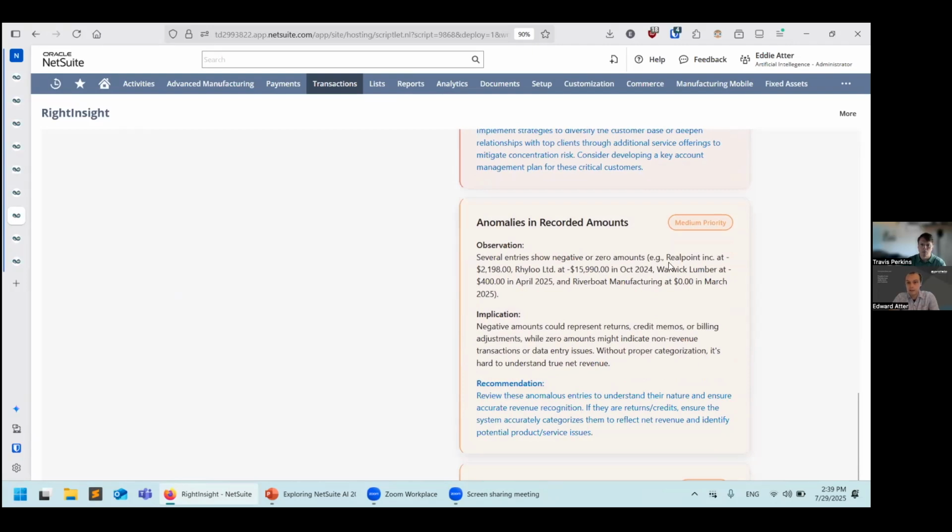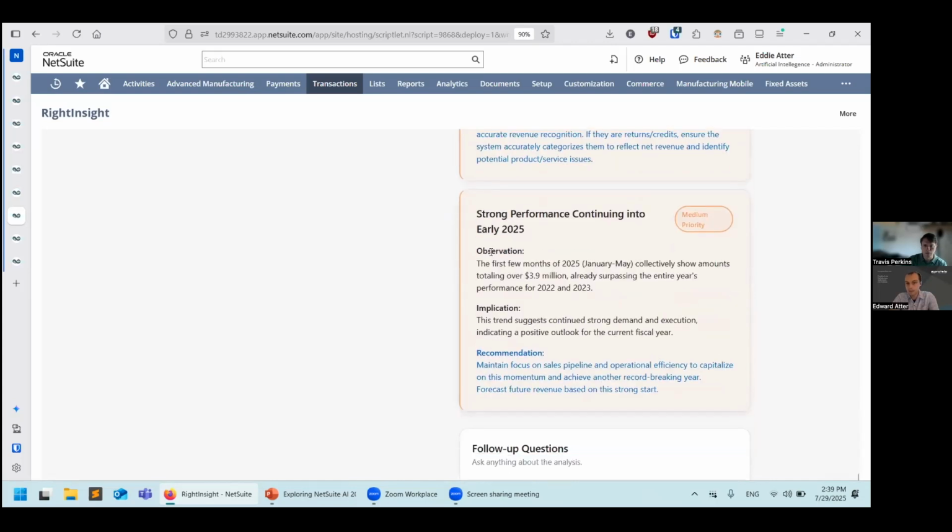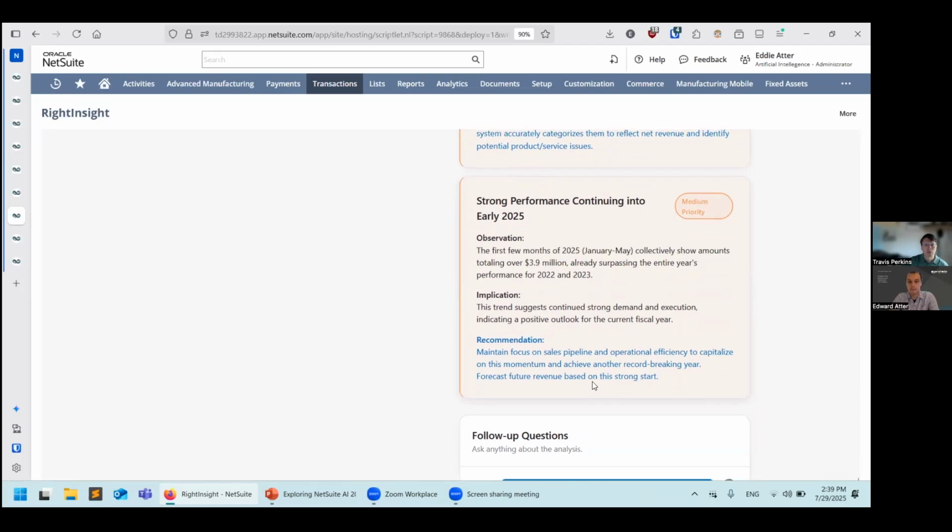It's also found that there's some oddities in the data set, right? So there's some with negative amounts and there's some with zero amounts. So maybe this is expected. Maybe we know we gave them a free trial or something, and so we put that order in as zero. Or maybe there's a problem here. Maybe there's returns and we need to call and figure out what's going on. Or maybe that shouldn't have been zero and we're losing revenue, right? So it's flagged that as well for our attention. And then gives us a little bit of a pat on the back for going well and trying to maintain that efficiency.